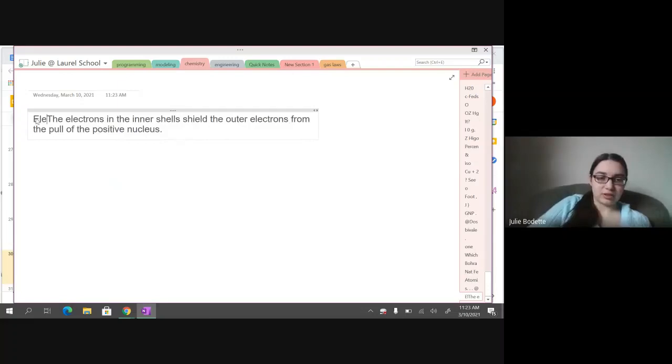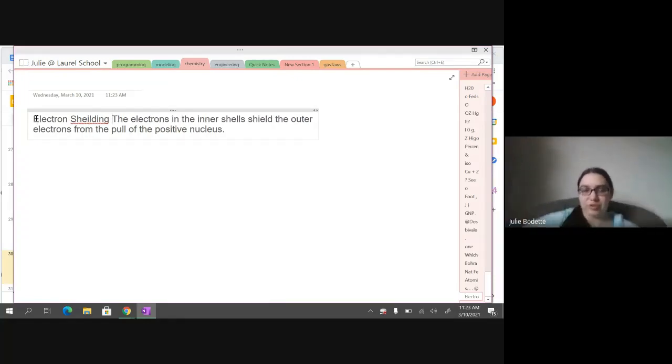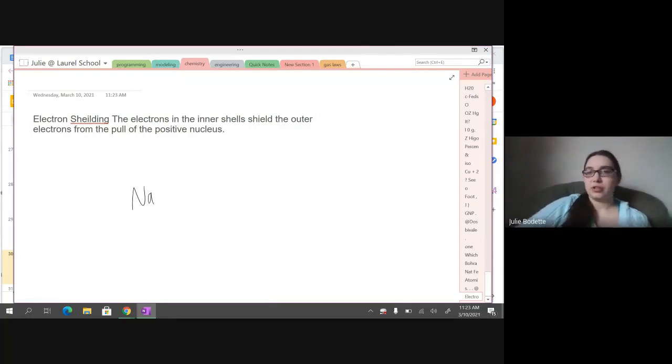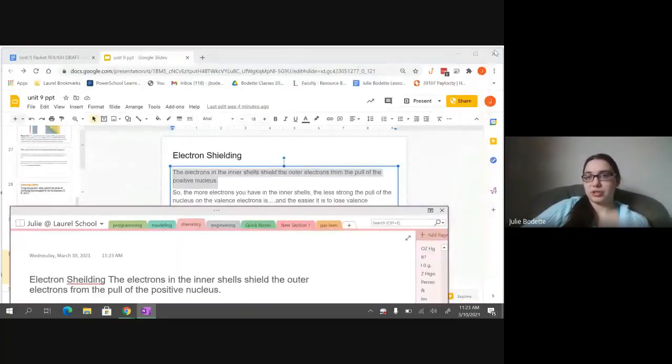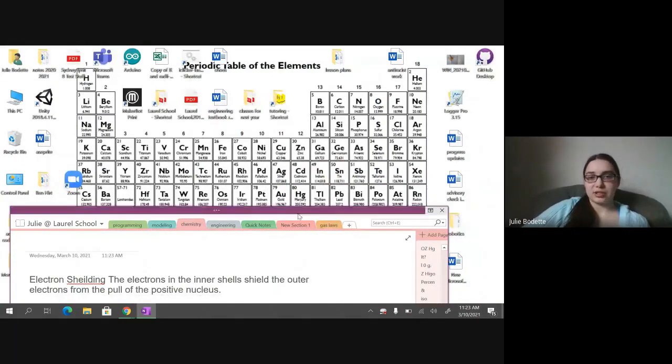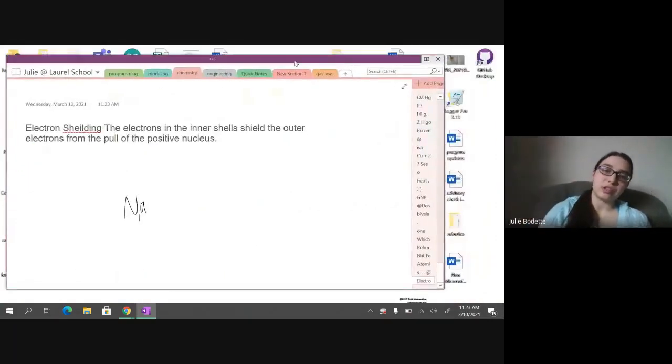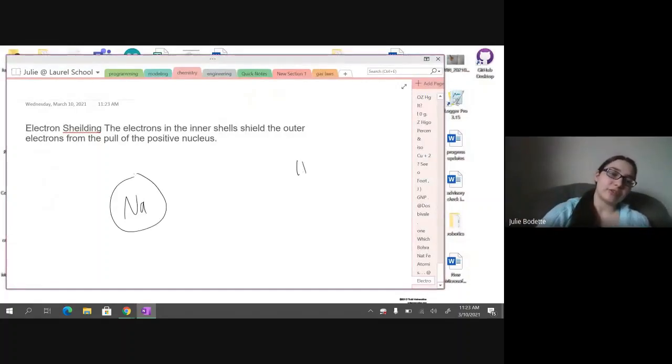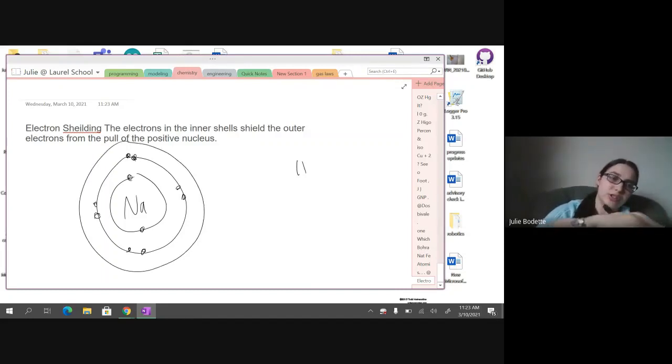So this is electron shielding. Let's draw sodium. Everyone loves sodium. How many electrons has sodium got? Sodium has 11 total. Okay, so I need to draw 11 electrons in my picture. My first shell can hold 2. That's full, so I go to my second shell. That can hold 1, 2, 3, 4, 5, 6, 7, 8. And then my third shell holds 1.